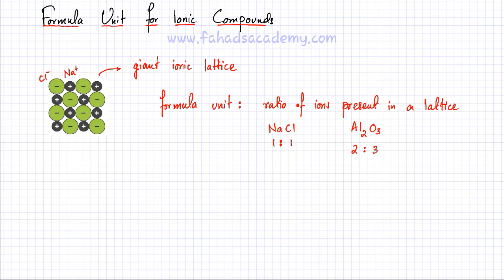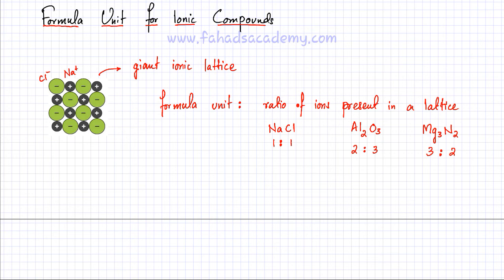Similarly, for example, we have Mg3N2. That means that there would be 3 magnesiums for 2 nitrogens in this formula unit. So for ionic compounds, unlike molecules, you deal in formula units, and formula unit is the basic unit or the basic ratio in which the positive and negative ions are joined together.